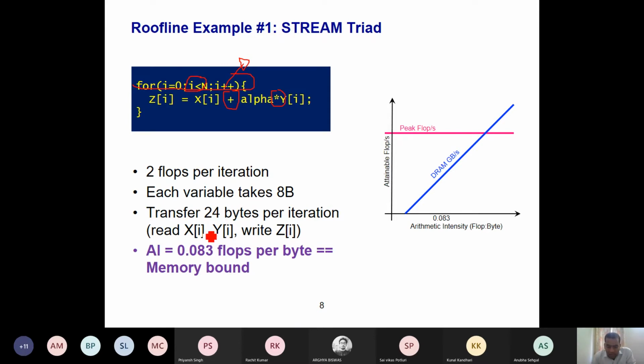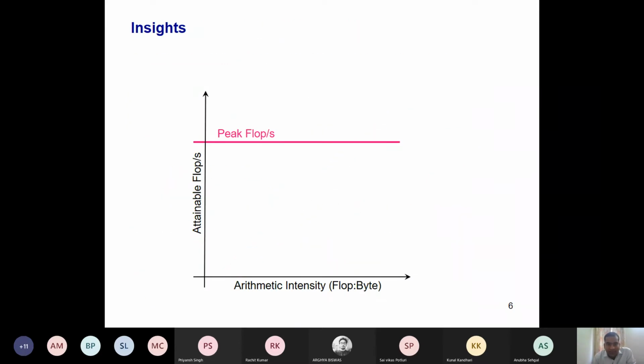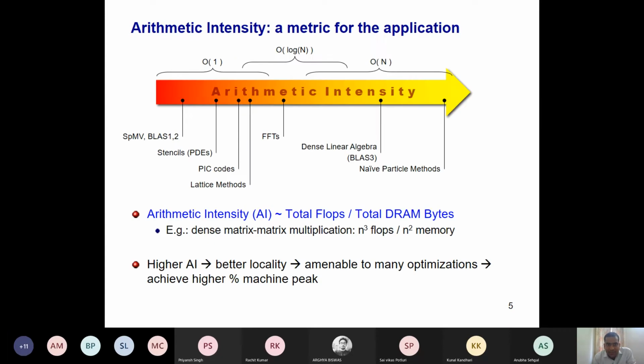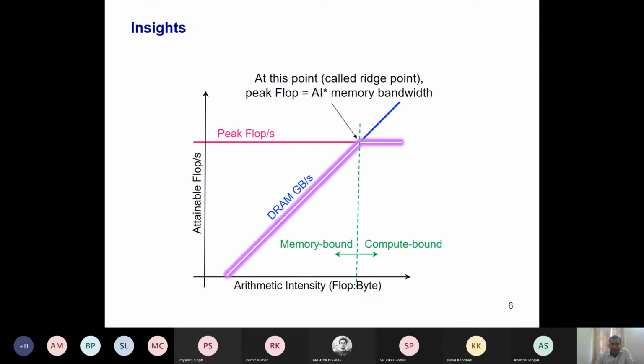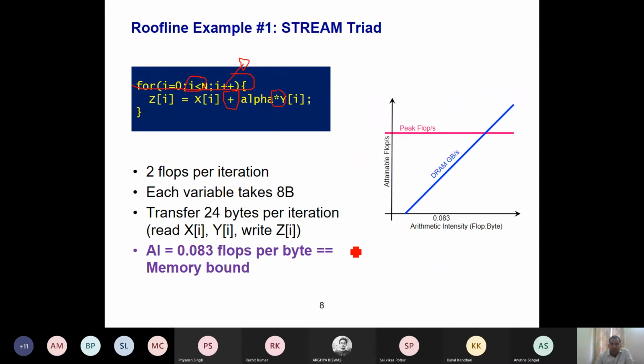Okay. So now let us go back and see what was the definition of arithmetic intensity. Just here. Total flops divided by total DRAM bytes. That means for every byte of data that we fetch or store to DRAM, how many operations we do on it. That is the arithmetic intensity. So that's why we defined it as follows. So 2 divided by 24. That value comes out to be this.